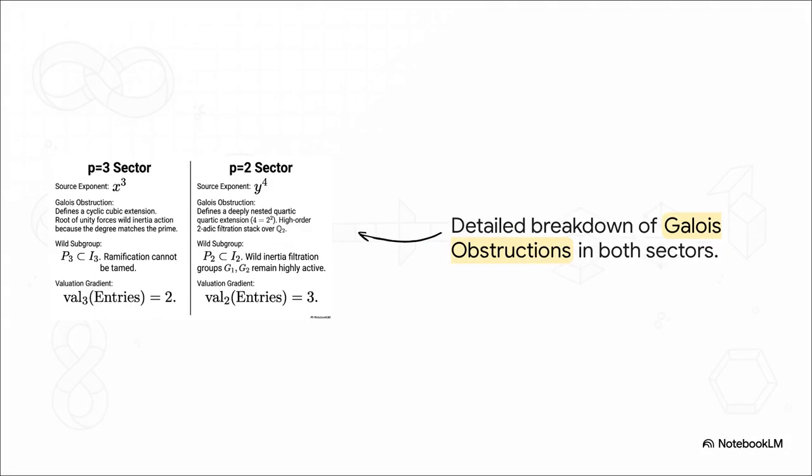Let's look at these wild inertia actions side by side. In the p equals 3 sector, the root of unity forced by the cubic exponent exactly matches the prime, generating a valuation gradient of 2. In the p equals 2 sector, that quartic exponent keeps higher ramification groups highly active, generating a valuation gradient of 3. What looks like a geometric knot in topology has seamlessly translated into wild ramification in arithmetic.